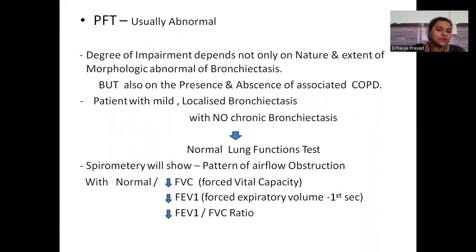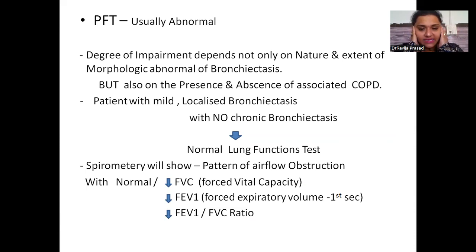Now, PFT. If the patient is suffering from bronchiectasis, the pulmonary function tests usually show that the degree of impairment depends not only on the nature and extent of the morphological abnormality of bronchiectasis, but also on the presence or absence of associated COPD.